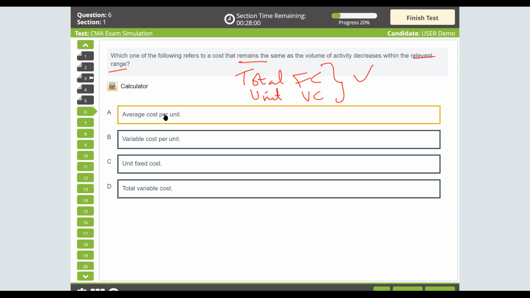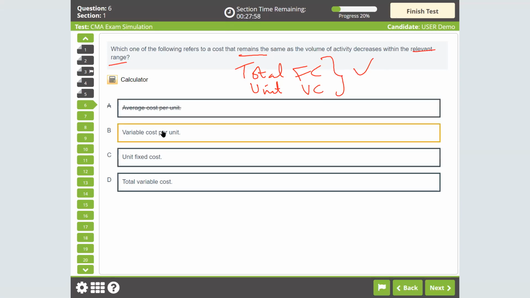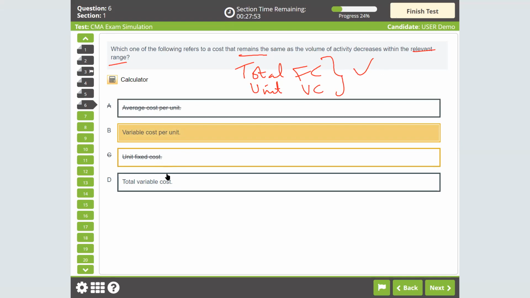Average cost per unit is not the correct one. Variable cost per unit, yes, that's the unit variable cost. Unit fixed cost, that's not it, and once I'm confident, I move on because I've answered it. You see that this question is very short, with short sentences. You have to take advantage of this so you can set your timing when you get a question that is longer than this. All right, let's move on to the next question, which is question number 7.